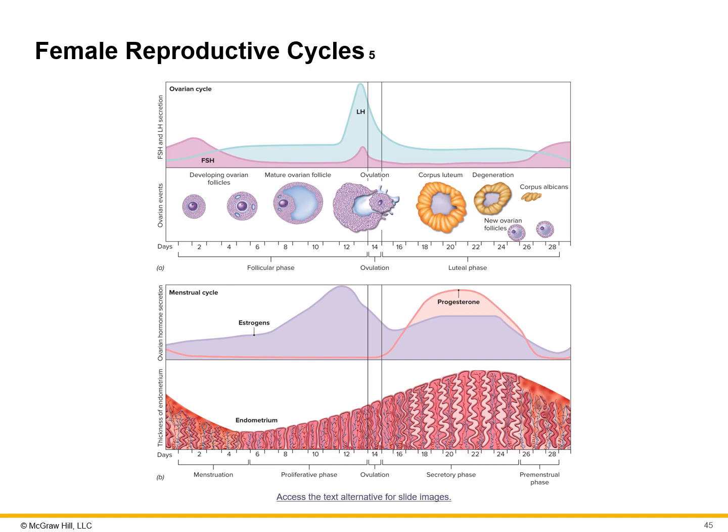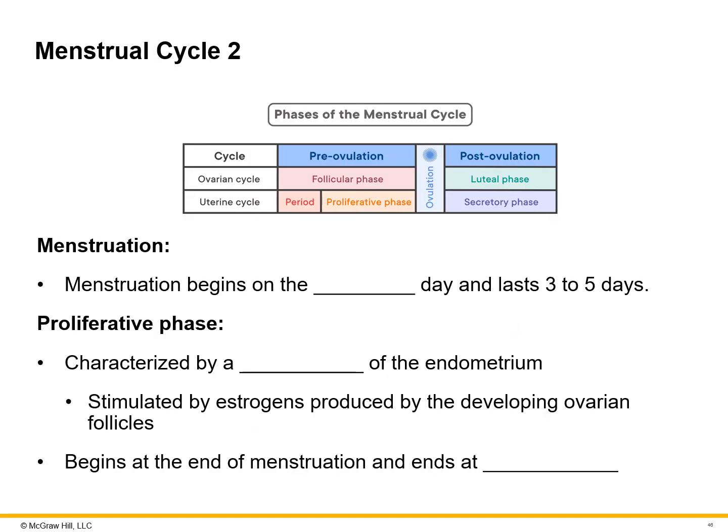So this right here is just showing the different phases. We're looking down now at the menstrual cycle. So we have menstruation, proliferative, ovulation, which is not technically one of the phases, but that's just showing you when ovulation is occurring, secretory, and then premenstrual. Now we're looking down here. This chart calls it the uterine cycle. So this is what we're talking about.